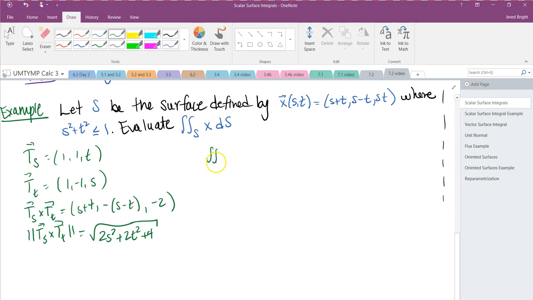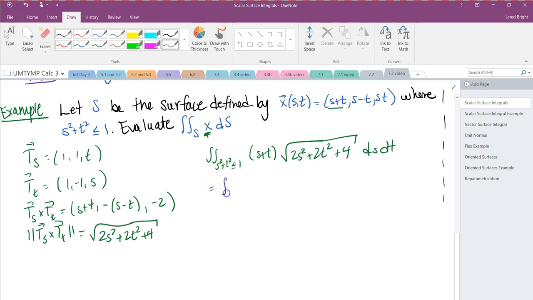So I do the double integral over s squared plus t squared less than or equal to 1. Okay, so then I use a parameterization for x, right? And that is s plus t. And then I do the square root of 2s squared plus 2t squared plus 4, ds dt. And now here, this is where I would say this is kind of ugly. Let's maybe switch to polar.